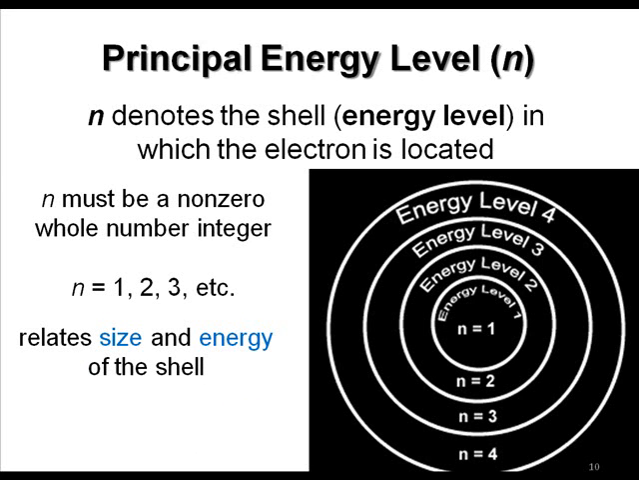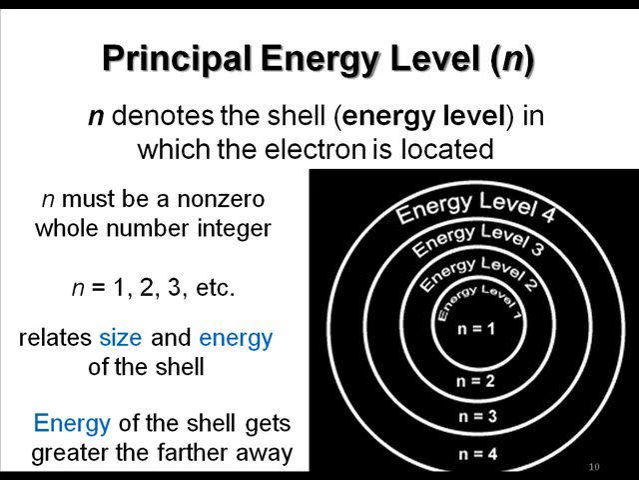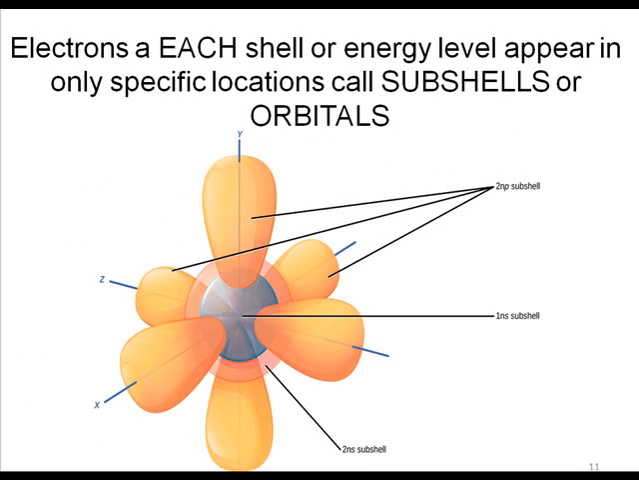And the size or energy of the shell can be determined from the number given. So an electron in energy level 1 has less energy than the electron in energy 2, etc. So an electron first is assigned an energy level or shell number. That's 1, 2, 3, or 4, etc.